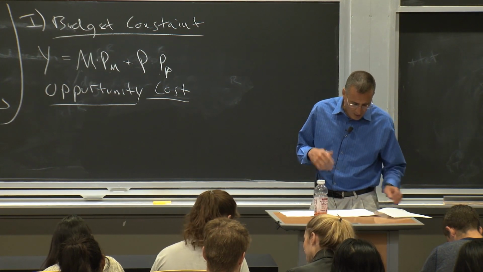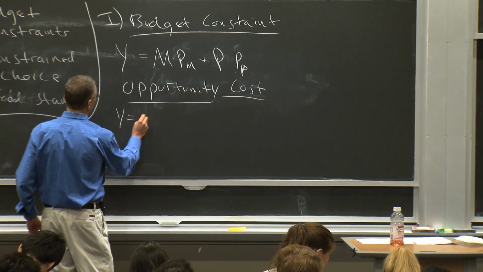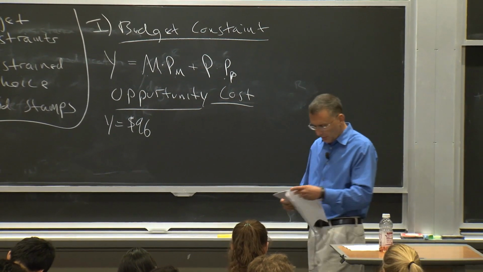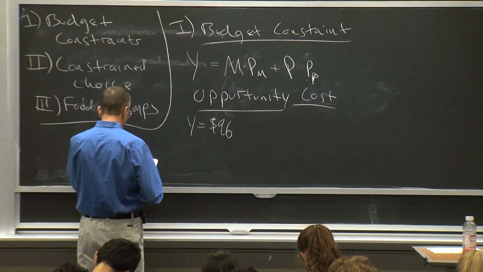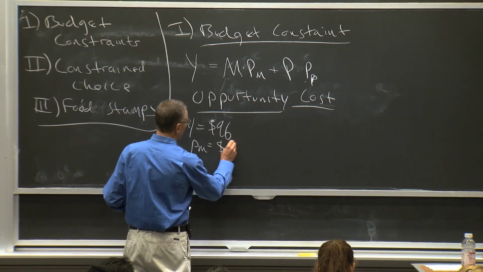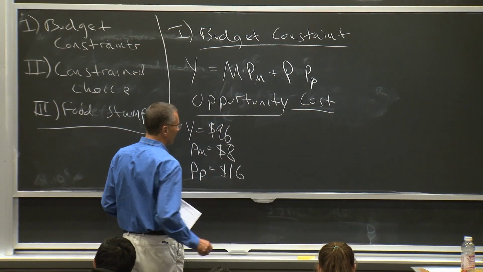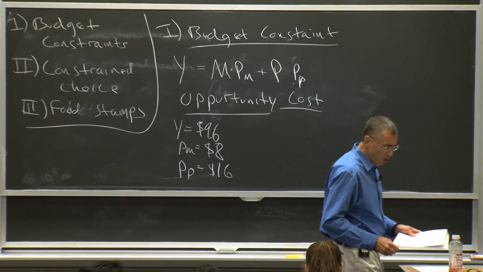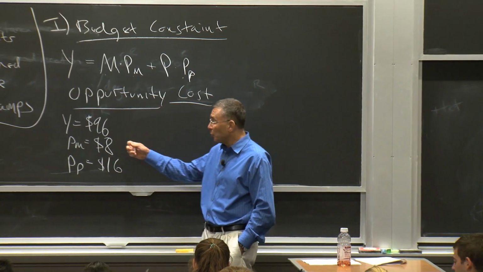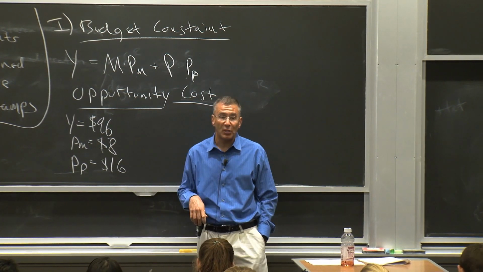So let's consider an example. Imagine your parents give you $96 in income, let's call this a month. The price of movies is $8. A little bit unrealistic, but we'll take it. The price of pizza is $16. You like a nice pizza, okay? So basically, what that means is you have a choice of buying 12 movies and no pizzas, 8 pizzas and no movies, or some combination in between.